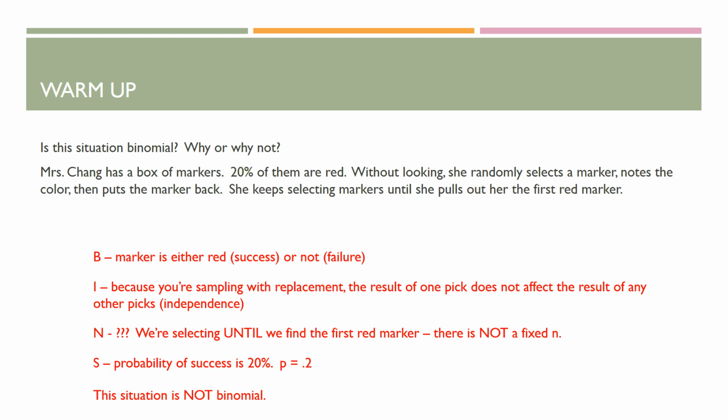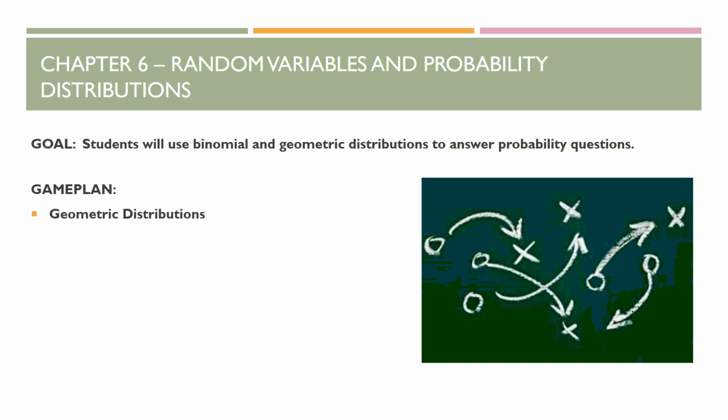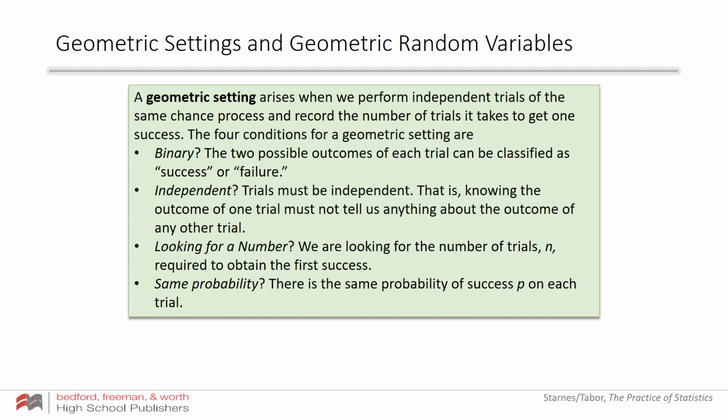Geometric is very similar to binomial. Really, the only difference is that we're looking for the first success. So there isn't a fixed N. Today, like I said, we're going to talk about geometric distributions. This is the end of chapter 6.3. If you have mastered binomial distributions, geometric should be pretty easy.